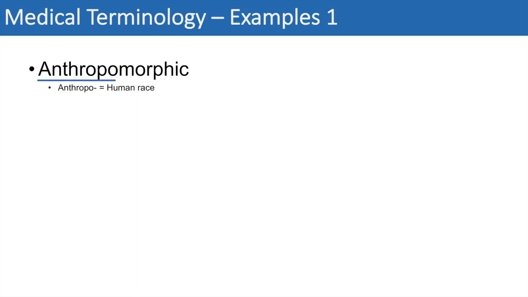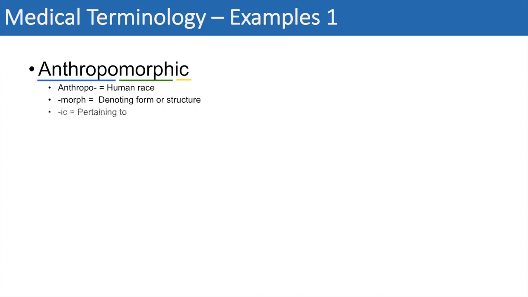Now that we've learned all of those prefixes and suffixes, let's put them to practice. So the first example is anthropomorphic. So again, when we look at a medical term, we just want to break it into pieces that we actually recognize. The first one we can do in this word is we can break it into anthropo. And what does anthropo mean? Well, it means human race. So then if we look at the rest of the word, we can find another piece of that word that we might recognize, morph. And morph means denoting form or structure.